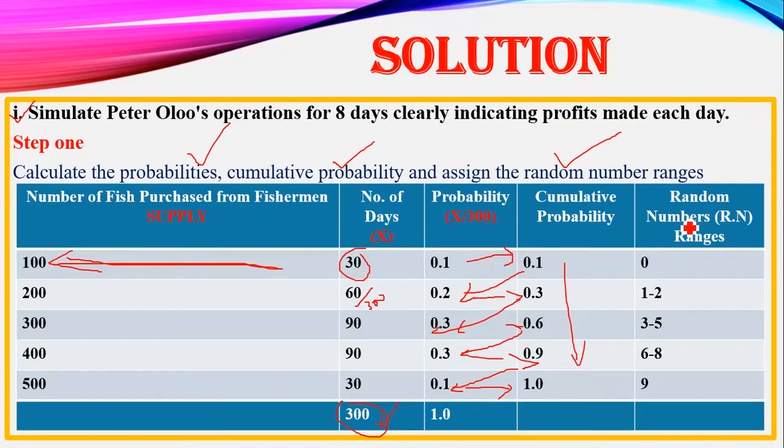I normally make the cumulative probabilities whole numbers. And how do you make them whole numbers? If you look at these, all of them are in 1 decimal point. So to turn them into whole numbers, I'm going to multiply them by 10. So when I multiply, this is going to be 1, this is going to be 3, this is going to be 6, this is going to be 9, and this is going to be 10. Then to get the random number ranges, I'll pick the starting point.